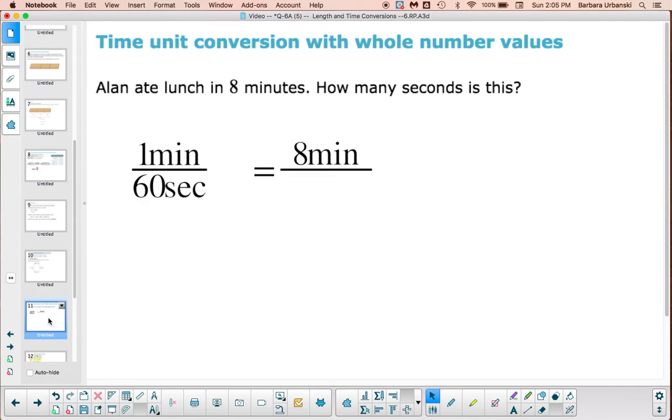Time unit conversion with whole number values. Alan ate lunch in 8 minutes. How many seconds is this? Again, if you know that 1 minute is 60 seconds and you set up a proportion, you know that your 8 minutes goes in the numerator because it's in the numerator for your first ratio. Multiplied by 8, you'd end up with 60 times 8 or 480 seconds.